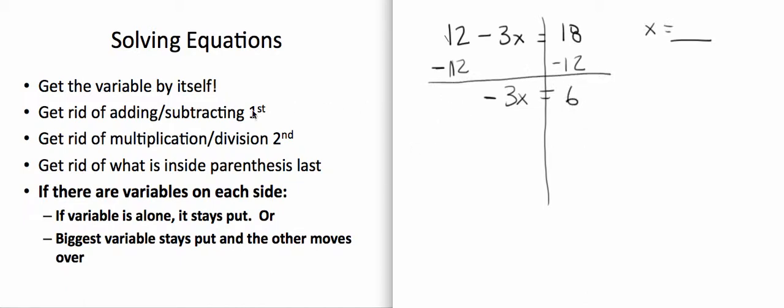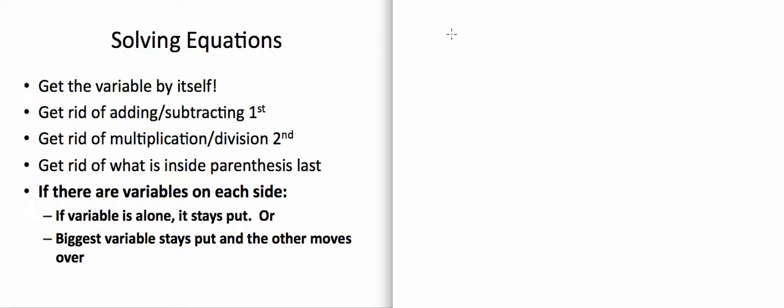So now we've gotten rid of our addition subtraction. Now we get rid of multiplication and division. So we divide by a negative 3. Divide by whatever number is out in front, and we end up with x is equal to negative 2. So that would be our final answer there. We're just making sure that we remember what's going on. But now we'll also get some tougher equations.